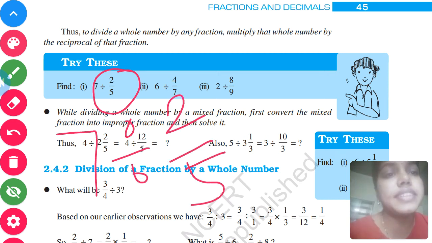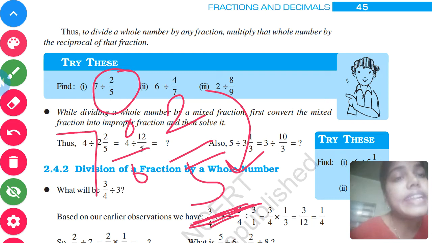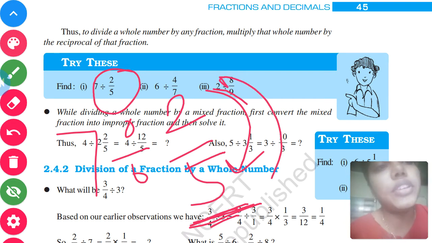What is my next step? I'm going to find the reciprocal for this. Only you have to find the reciprocal of this side only, children. That is your right hand side fraction. Keep in mind, you are going to just change the right hand side fraction and convert it into reciprocal form. And reciprocal is nothing but interchanging the numerator to the denominator and the denominator to the numerator.